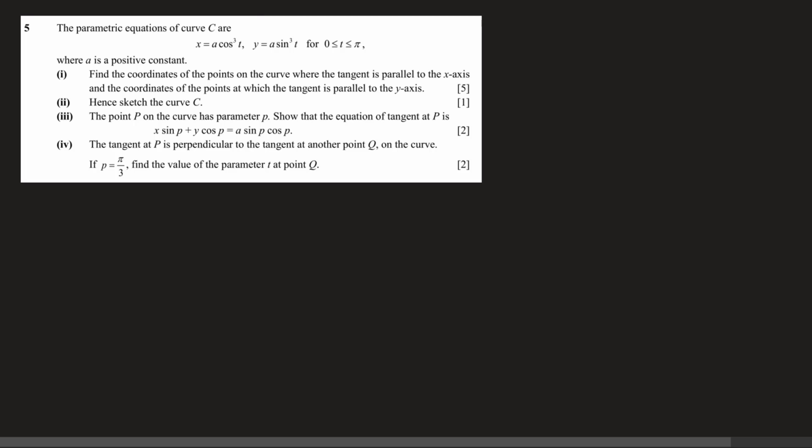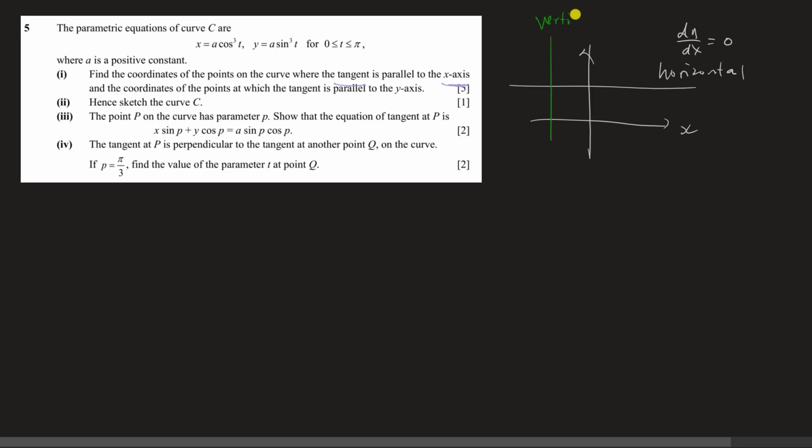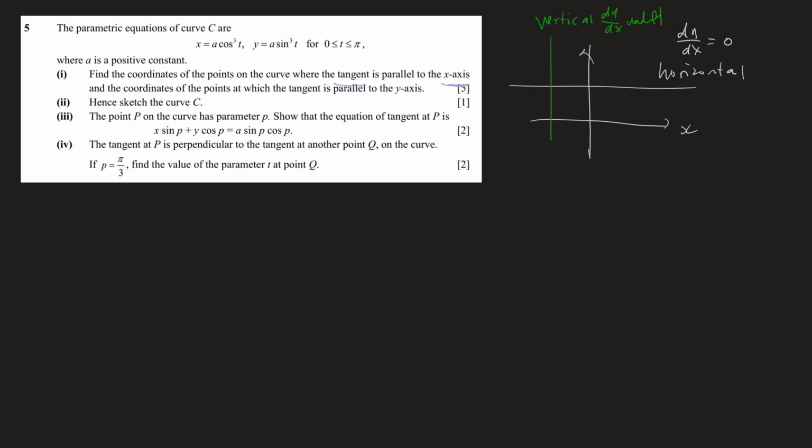Last question of this video, parametric equation. Find the coordinates of the point on a curve where the tangent is parallel to the x-axis, meaning when your tangent is horizontal. In other words, dy/dx equals 0, a horizontal line. And the coordinates of the points where the tangent is parallel to the y-axis, in other words, vertical. dy/dx undefined. Of course, here we will need to do dy/dx no matter what.